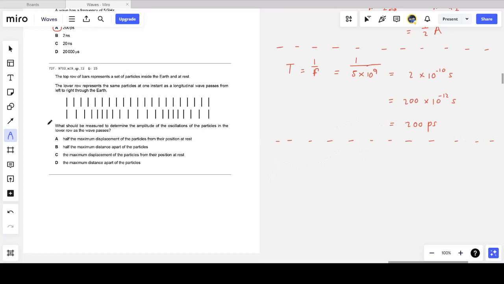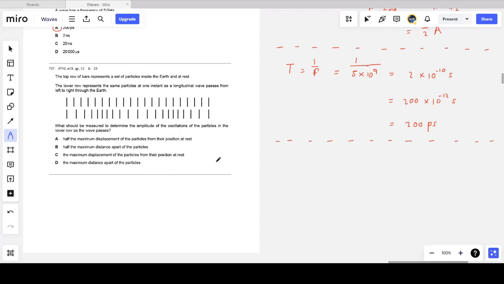It comes from the March 2019 exam, question paper 1, variant 2, and it's question 23 from the paper. We are told that the top row of bars represents a set of particles inside the Earth and at rest. The lower row represents the same particles at one instant as a longitudinal wave passes from left to right through the Earth. What should be measured to determine the amplitude of the oscillations of the particles in the lower row as the wave passes? Is it half the maximum displacement of the particles from their rest position, half the maximum distance apart of the particles, the maximum displacement of the particles from their position at rest, or the maximum distance apart of the particles?